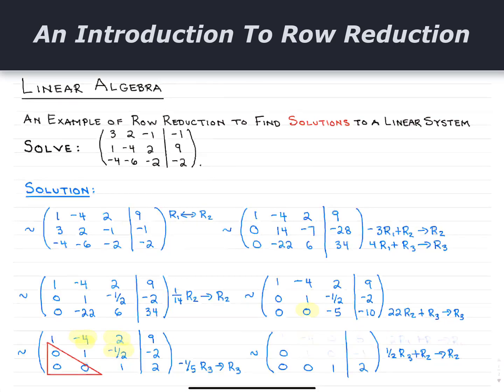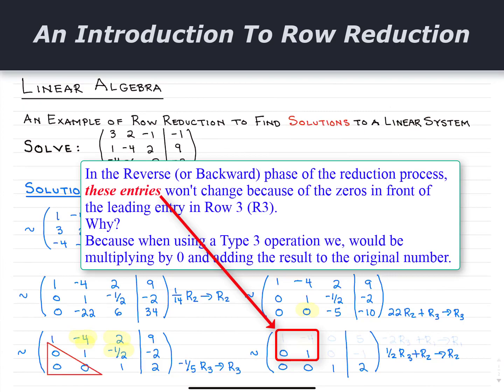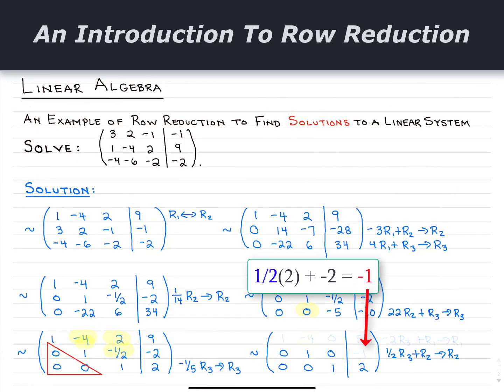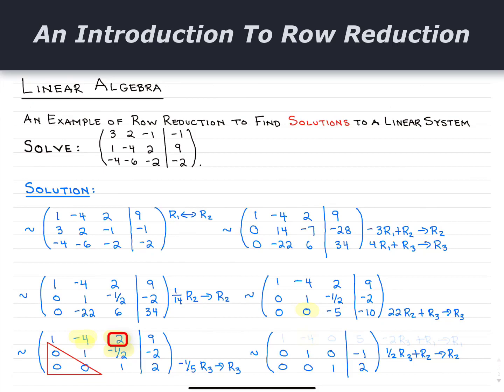And the beautiful thing about the reduction process, these entries above the 2 zeros in the bottom don't change, so that's good. We don't have to engage in the arithmetic there. 1/2 times 2 is a 1. 1 minus 2 is minus 1. And now we want a 0 in the first row, third column. So what would we choose? We would choose minus 2 row 3 plus row 1, putting the result back into row 1.